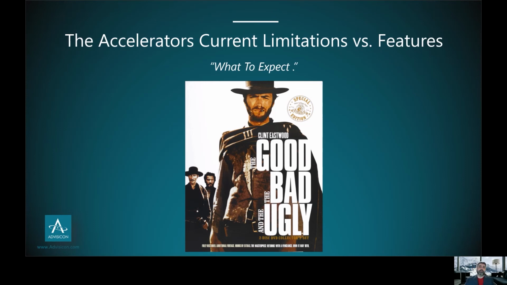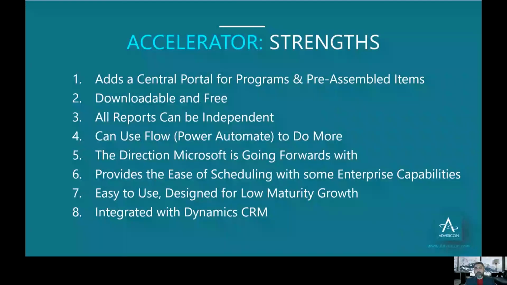So in terms of thinking through this, there are strengths and weaknesses, and while the accelerator continues to propel Project for the Web forward, making it more and more viable for more organizations, there are some things you've got to watch out for that may not necessarily fit what your needs are at this time. So as we think about what I call the good, the bad, the ugly, or at least the comparison, great strengths, right? You've seen some of those screenshots. Centralized, you've got a central portal for programs and pre-assembled items or entities that are related.